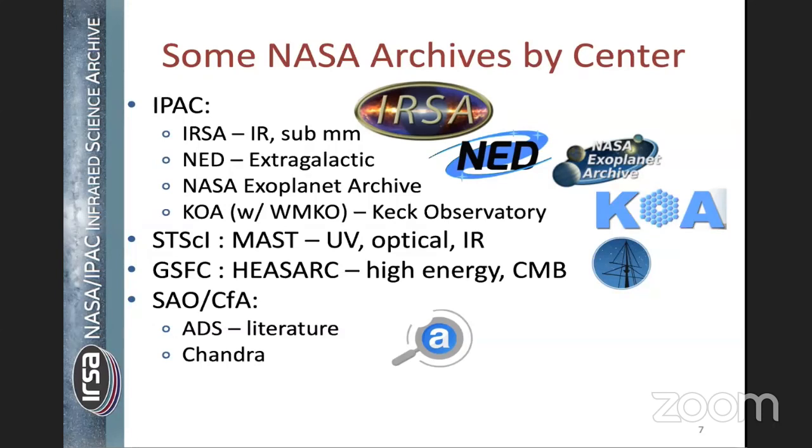Goddard Space Flight Center in Maryland has HEASARC, which is the High Energy Archive, but also the Cosmic Microwave Background archive. And then in Boston, Massachusetts, at SAO, the Smithsonian Astrophysical Observatory, and the Center for Astrophysics, there's an archive called ADS, the Astrophysics Data System, which is all of the literature in astronomy worldwide from the 1600s through this morning. And it's all accessible, all searchable, really fantastic. And then CFA also has, and SAO also has, the Chandra Observatory Archive.